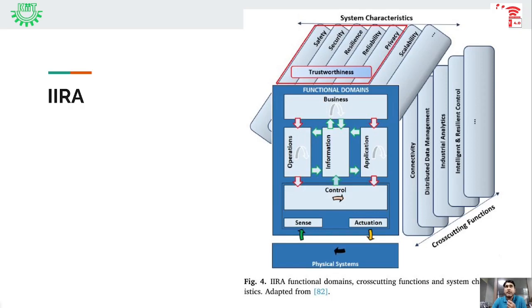Similarly, the functional viewpoint focuses on the functional components, their interrelation, and interaction with external elements, and is divided into 5 domains. Those are the control, operation, information, application, and the business domains. The functional viewpoint also includes cross-cutting functions that enable the main system functions and system characteristics, which are properties or emergent behaviors of the IIRA system.